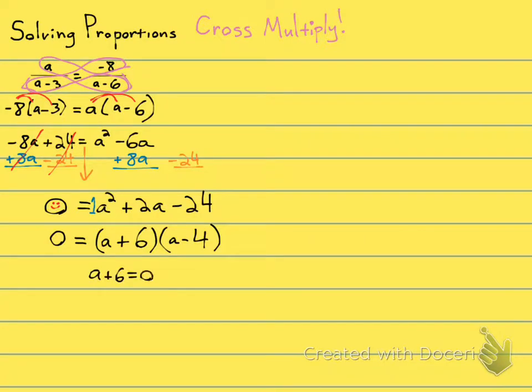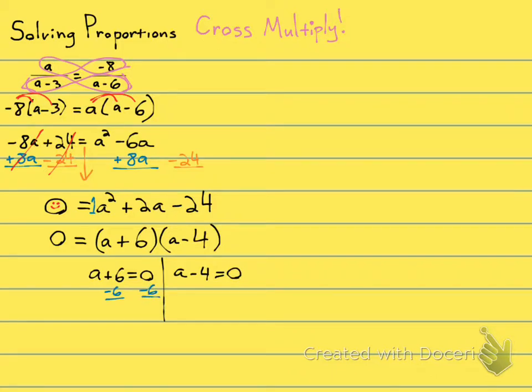A plus 6 equals 0. And a minus 4 equals 0. Okay, quadratics, you're expecting two answers. You may not get both of them, or any of them. But the idea is that if this thing is 0, 0 times anything is 0. And if this thing is 0, anything times 0 is 0. So you set all your factors equal to 0.